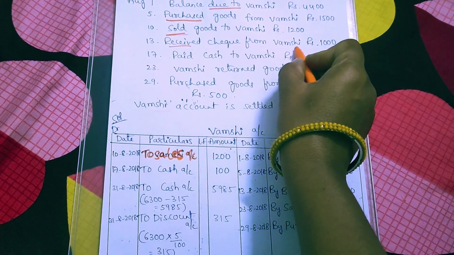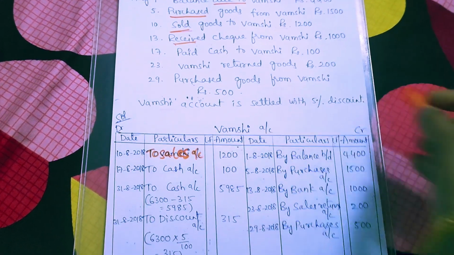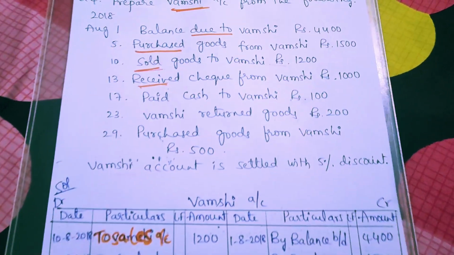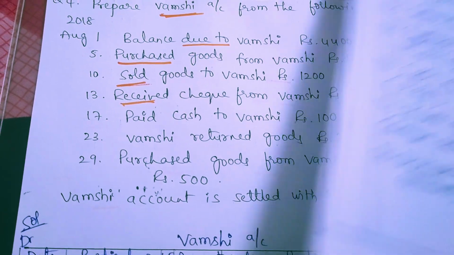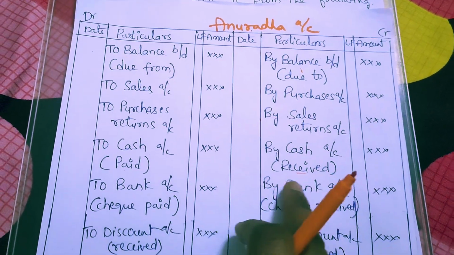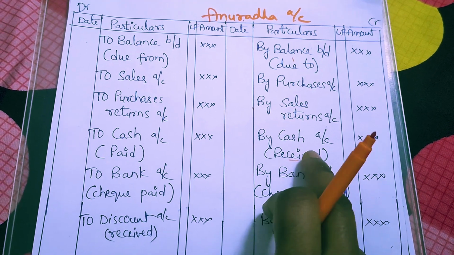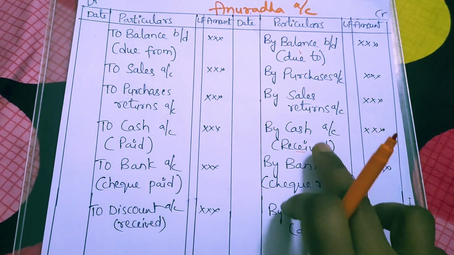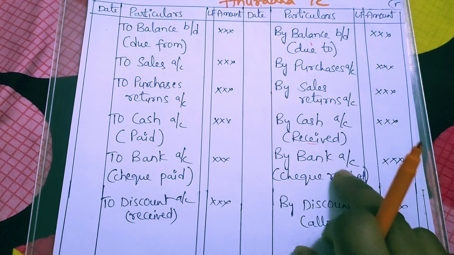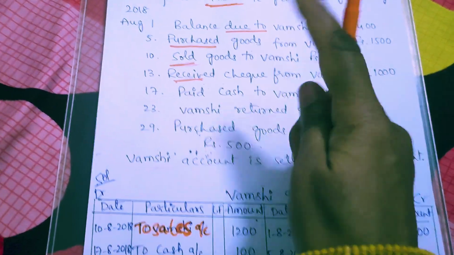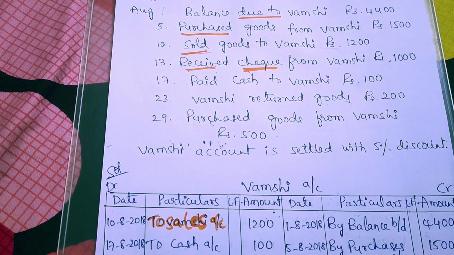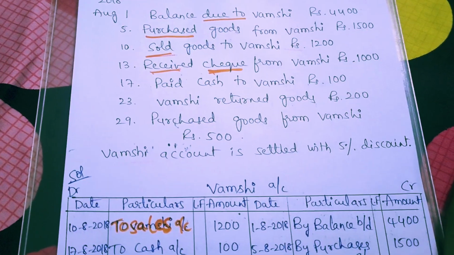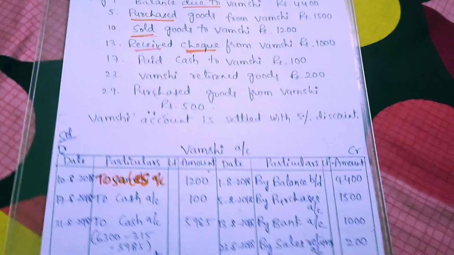Received check from Vamshi. Received. Okay, just looking into the word received, we will decide where actually that is going to appear. See the format. Received. We have on the credit side by cash. If we receive cash, by cash. If we receive check, by bank. So what we are receiving here? Received a check. So we are going to record on credit side.